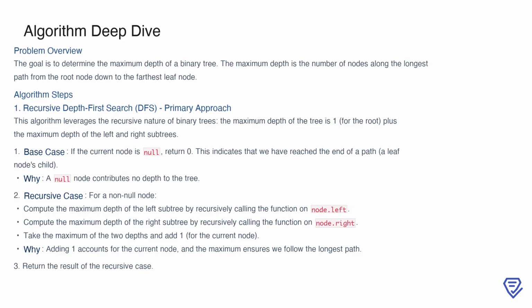For the recursive case, we calculate the maximum depths of the left and right subtrees by making recursive calls, and then we add 1 to account for the current node. This ensures we are always considering the longest path through the tree. Once all recursive calls complete, we return the result, which will represent the overall maximum depth of the binary tree.